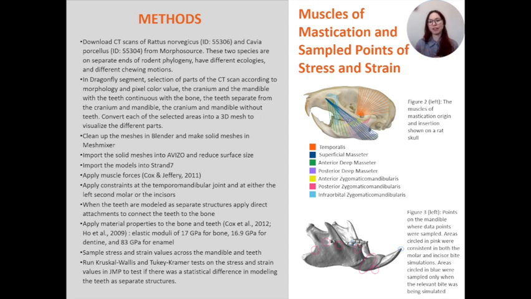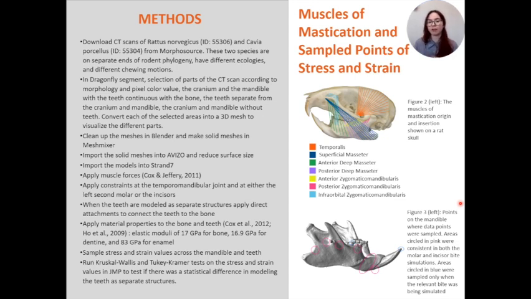From there, I put them into Strand 7, where I modeled the muscles of mastication, which you can see here in Figure 2. I applied different material properties of the bone and the teeth. When the teeth were modeled as separate structures from the skull, I had to use direct attachments in order to connect the teeth to the rest of the skull. Now, I did apply constraints to the temporomandibular joint and either the molars or the incisors to model different bites.